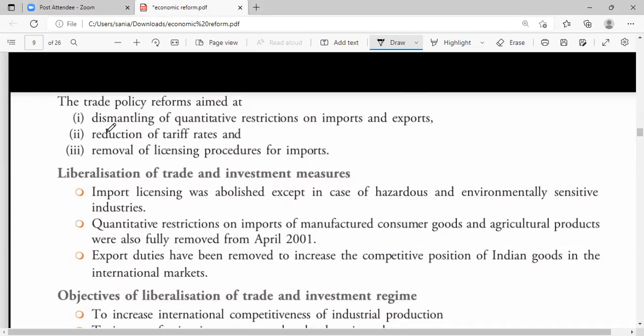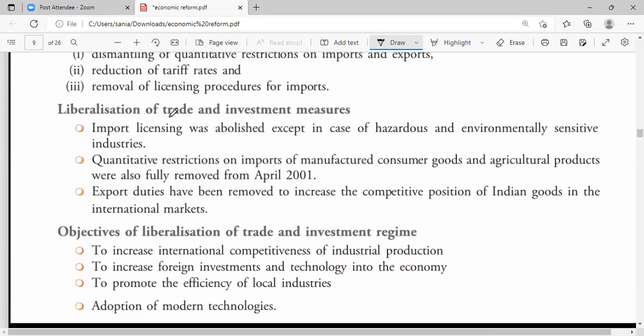Next, reduction of tariff rate. Next, removal of licensing procedure for import. So these were the aims of trade policy. Whatever reform you will be making in trade, these were the aims, right? Next, liberalization of trade and investment measures. So when you liberalize the trade and investment regime, what happened?